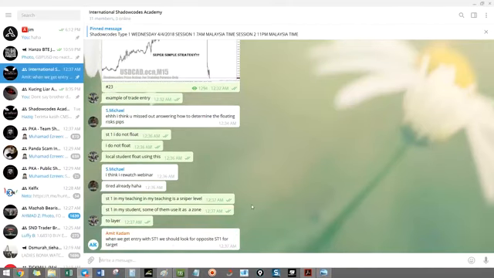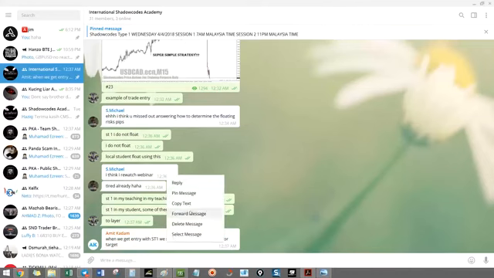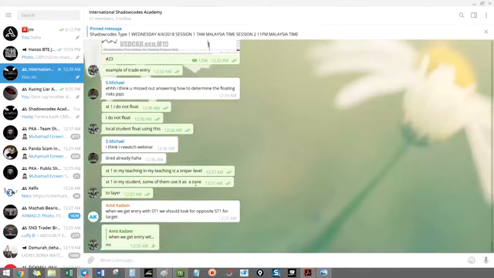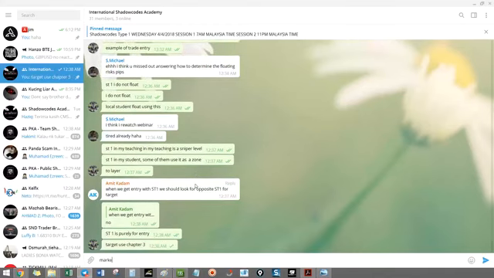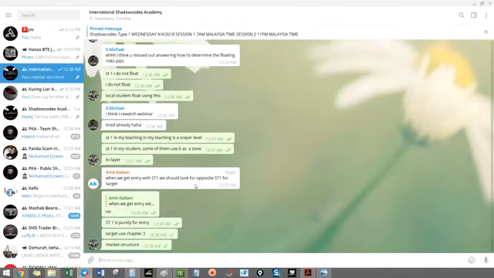When we get entry, we should look for opposite ST1 for target. No. ST1 is purely for entry. Target use the tree, target structure. Is there any other question? ST1 is just an add-on for the entry.